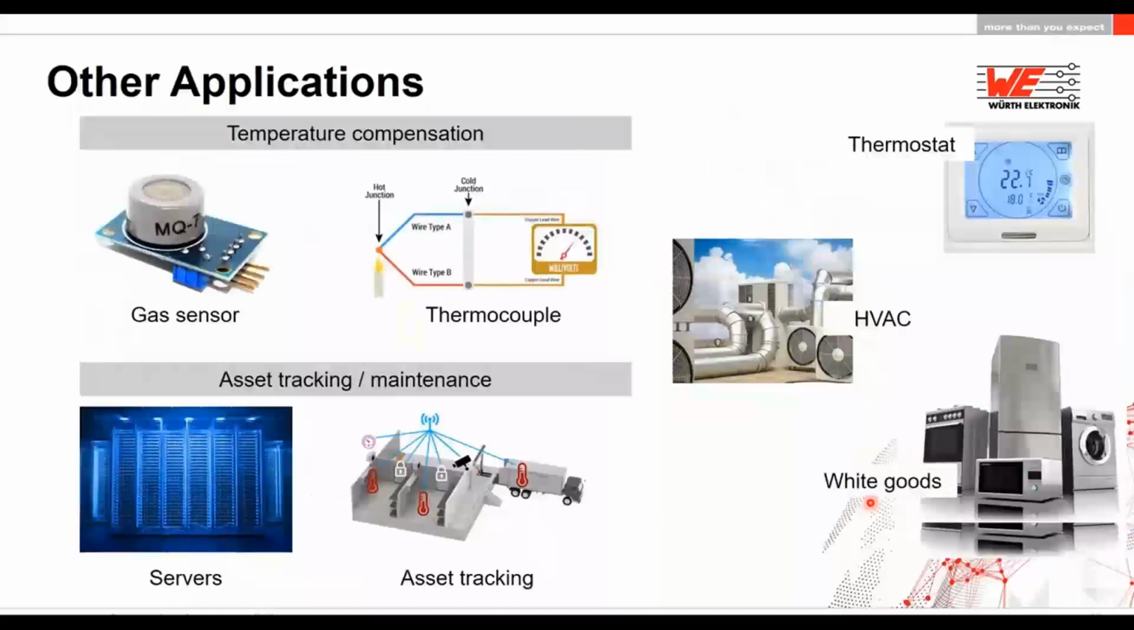Some of the other applications include temperature compensation for gas sensors and for thermocouples, as we already saw in the previous slides. Asset tracking, not just food tracking, but also other supply chains that need to track the temperature as well. Servers and server rooms, and HVAC applications, where the air temperature needs to be monitored in the ducts. In the house, the thermostat, we are having more and more digital devices to control the temperature of the house, and of course white goods, refrigerators, and microwaves need temperature sensors to work at a certain temperature. And all these sensors nowadays require a digital sensor that can be implemented very easily and very quickly.